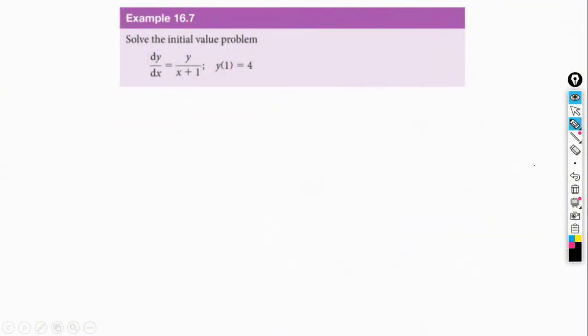So now let's take a look at example 16.7, and it says, solve the initial value problem. Derivative of y is equal to y over x plus 1, where y(1) is equal to 4. So this is the initial value, and this will allow us to solve for the arbitrary constant c. So take a look at this and notice that we can rearrange it as 1 over y dy is equal to 1 over x plus 1 dx.